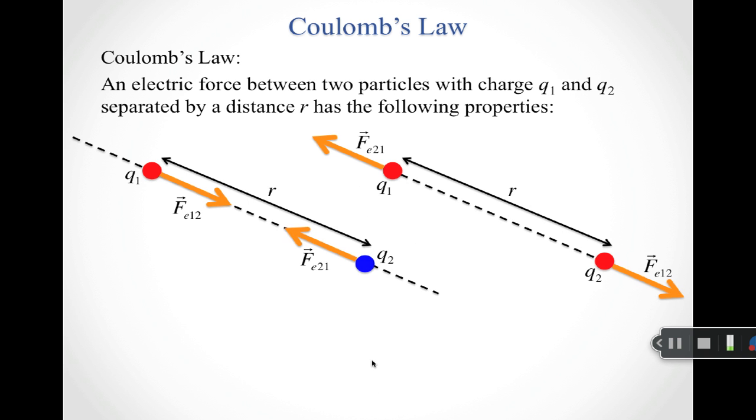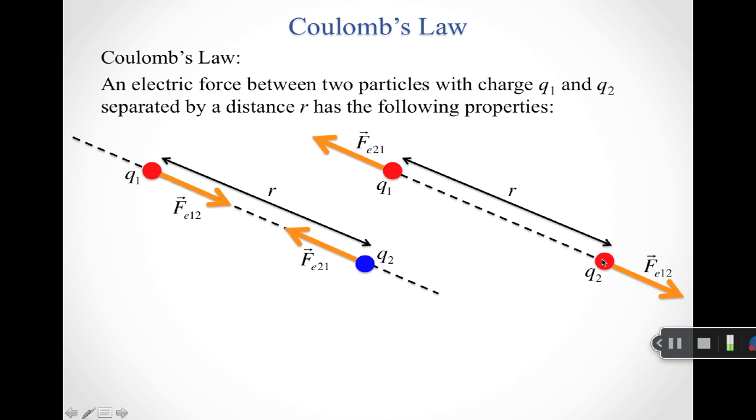Because G is small, the gravitational force ends up being very weak. All right, so let's look at Coulomb's law now. What Coulomb's law tells us is that an electric force between 2 particles with charges Q1 and Q2 that are separated by a distance r has the following properties. Notice Coulomb's law is already set up very much like the universal law of gravitation. So here are my 2 charges, Q1 and Q2. In this case, Q1 and Q2 are oppositely charged. In this case, Q1 and Q2 have the same charge.